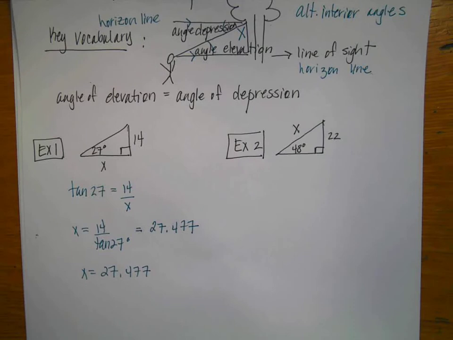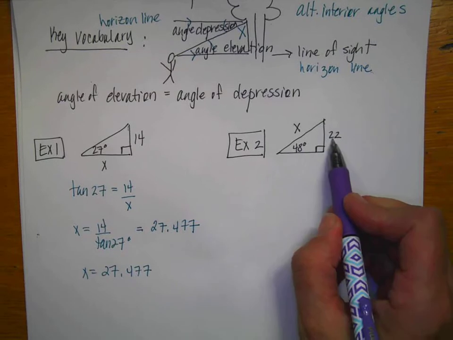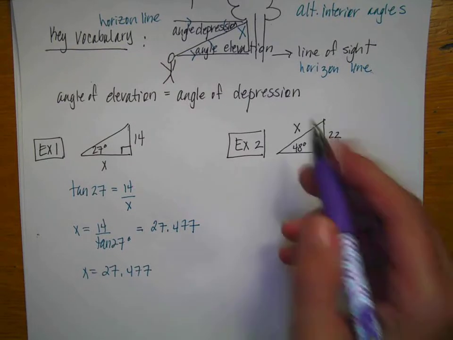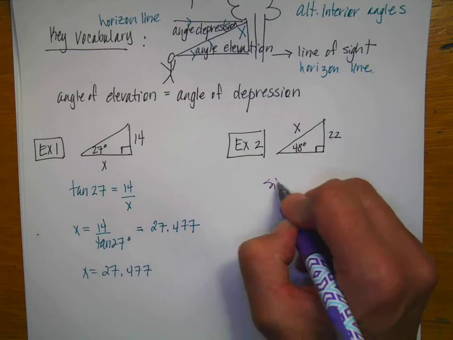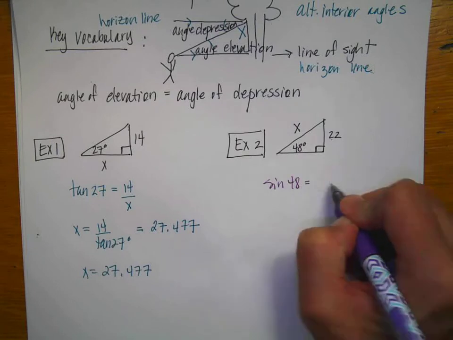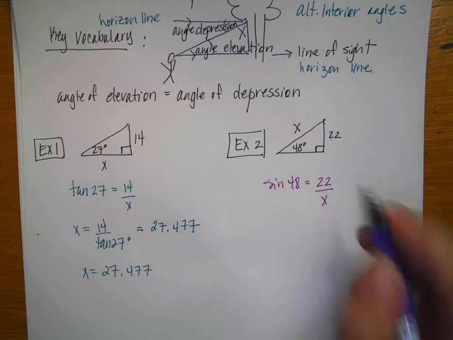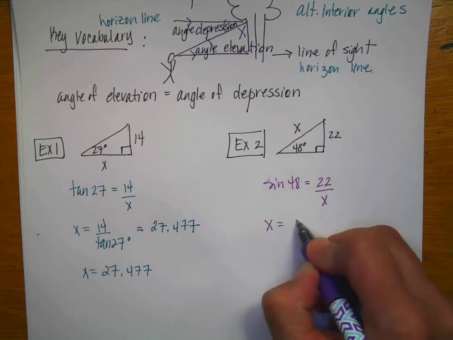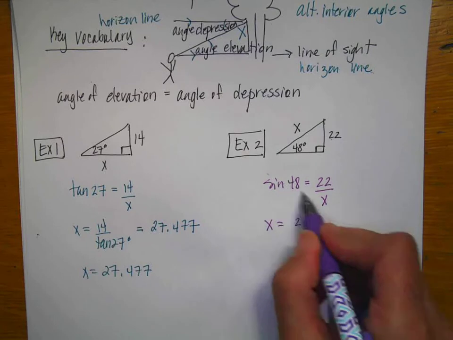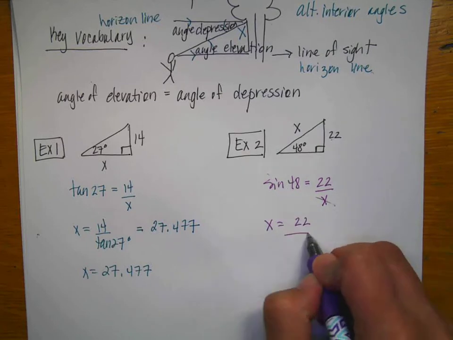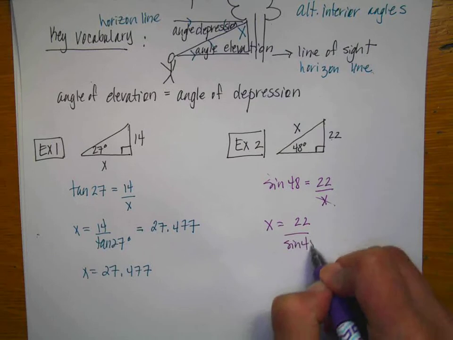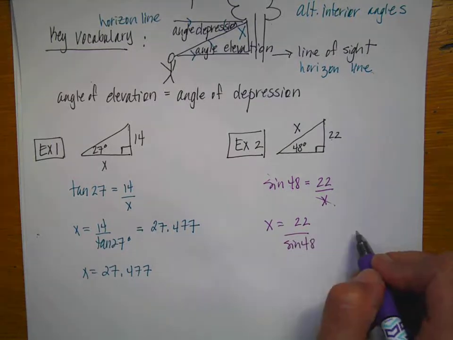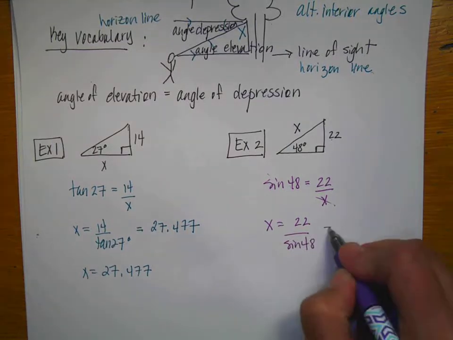Alrighty, if we look at example number 2, same kind of directions, find x. Well, in this one, I'm looking for the hypotenuse. I know an opposite, so I'm going to do sine. So I would say the sine of 48 is opposite over the hypotenuse, x. And again, I cross multiply, so I'm skipping showing that I cross multiplied, and I'm going straight to the division. If you can't do that without making mistakes, then don't skip steps.